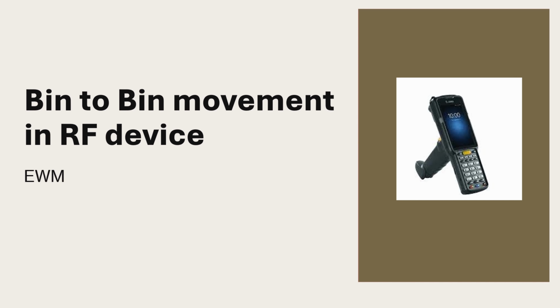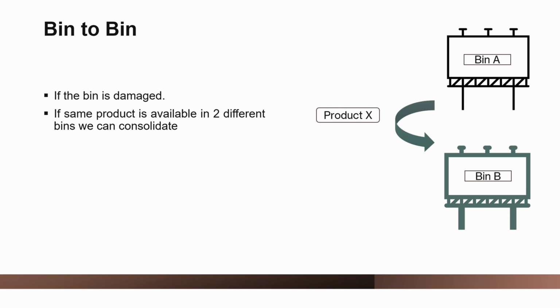So let us move to the bin-to-bin slide where we will understand in what scenario we are doing bin to bin. Let's say your bin is damaged, then we are moving the product in that bin to an empty bin so that we can repair the bin. That is one situation. If the same product is available in two different bins, in that case we can consolidate the products into a single bin, which will be easy for picking. So these are some situations where we are going to perform this bin to bin activity.